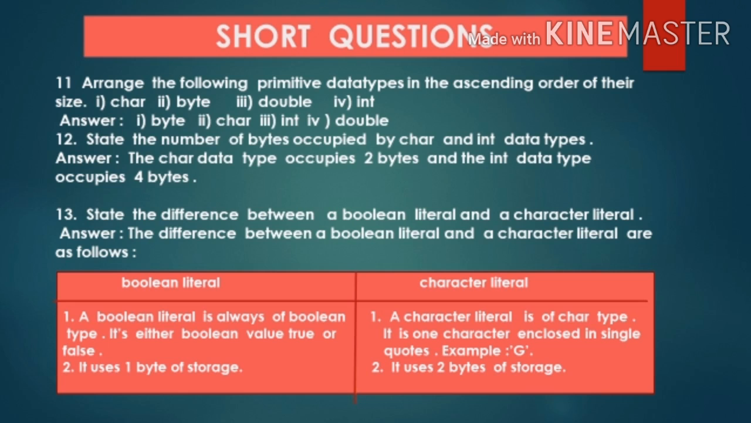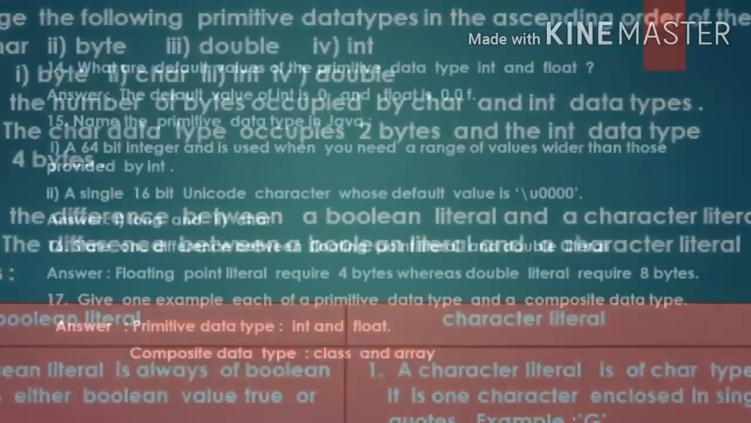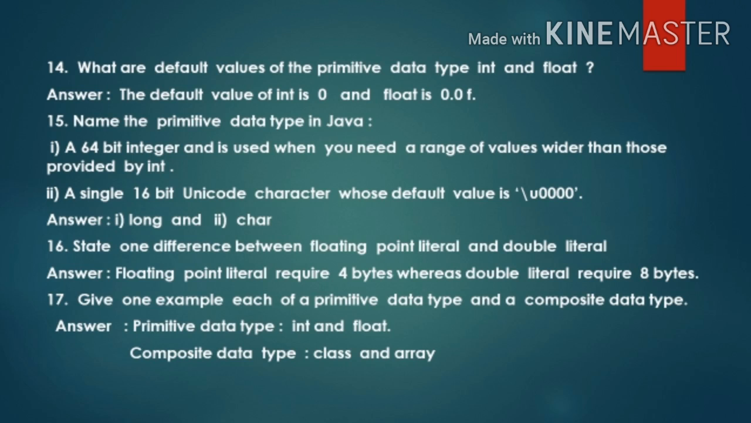Number 2. Boolean literal uses 1 byte of storage capacity, but character literal uses 2 bytes of storage capacity. The next slide contains the next part of questions and answers. Question number 14. What are the default values of the primitive data types int and float? The default value of int is 0 and float is 0.0f.